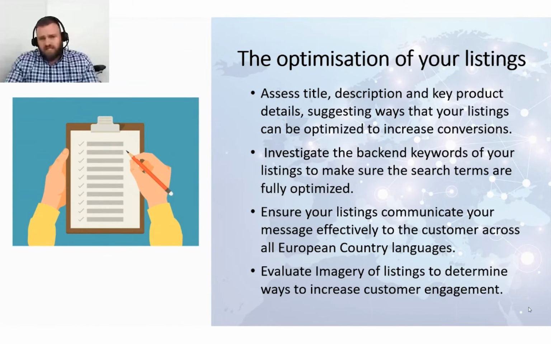We then investigate the back-end keywords to make sure that they're all fully optimized. We can track certain keywords as well to ensure that they're performing. We make sure that your listings communicate the message effectively. By that we mean, is it getting across the message that your brand wants to project? We do that by comparing the look and feel of the listing to that of your website or something like that, so we can be sure that the message you're trying to get across is coming across within your Amazon listing. Again, that's really important when it comes to the conversion rate of your listing.